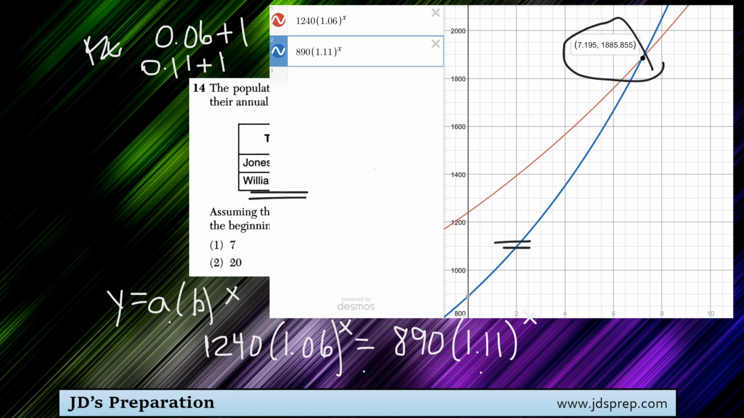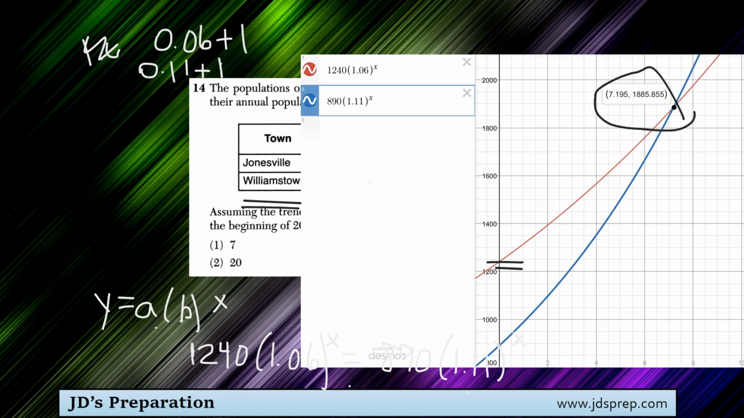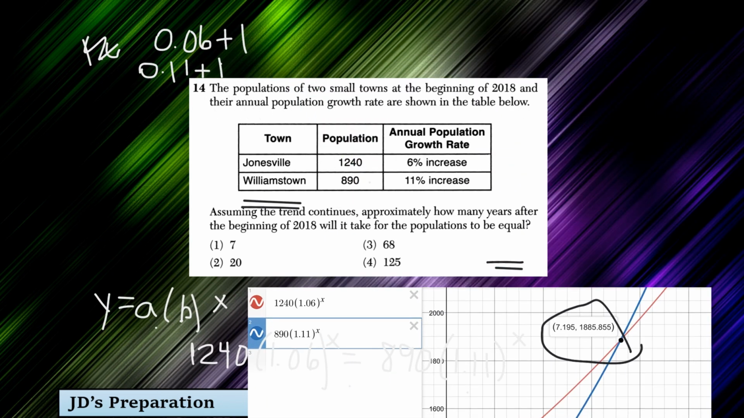So the closest value to that is 7. So approximately, it'll take 7 years for these two towns to have the same population.